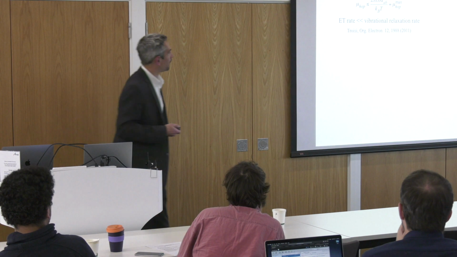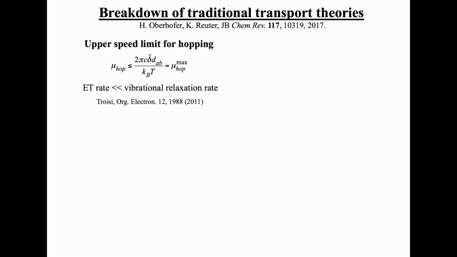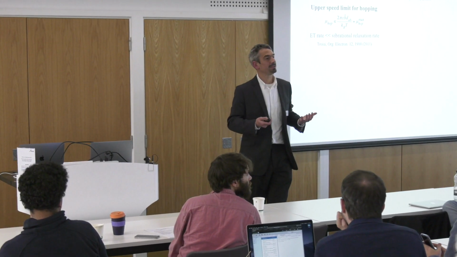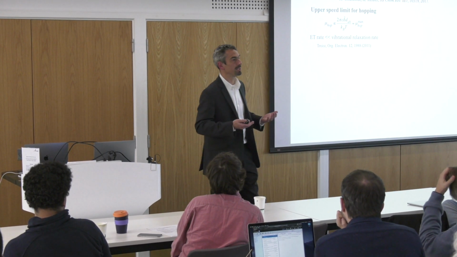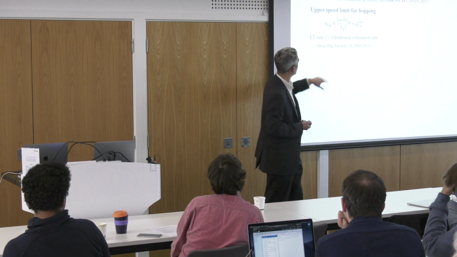What I would like to explain quickly is that transport in organics is in a very difficult regime, because two of the traditional transport theories break down. So what do I mean by this? The first one would be localized hopping of a carrier from one molecule to the other. But all these theories are only valid within a certain regime, and the hopping theory really has a speed limit.